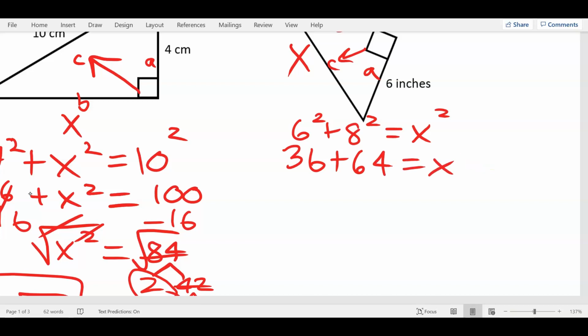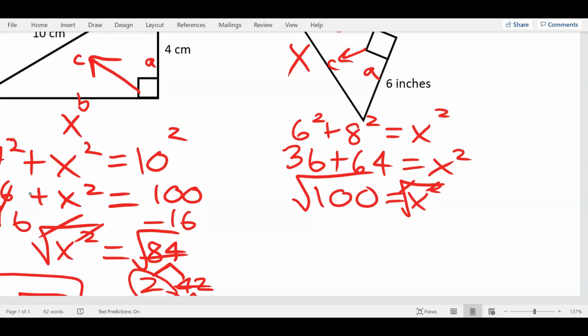Okay, now those two numbers are on the same side. I can combine like terms, and I get 100. 36 plus 64 is 100. And like we said before, to get rid of a square, square root. Okay, square root of 100 is what?